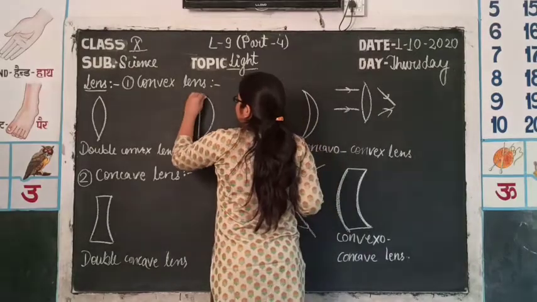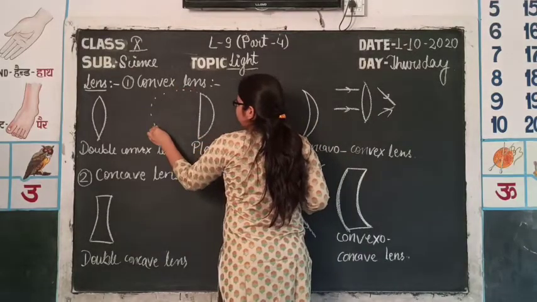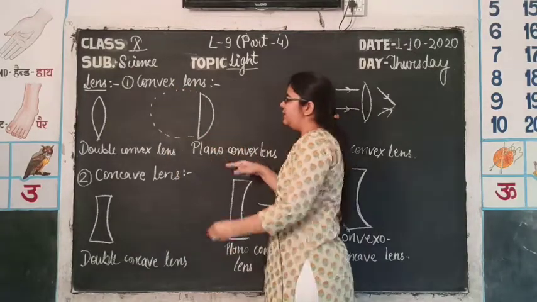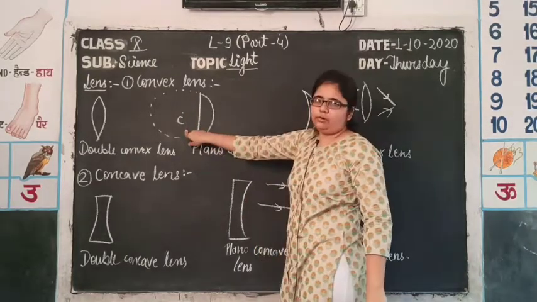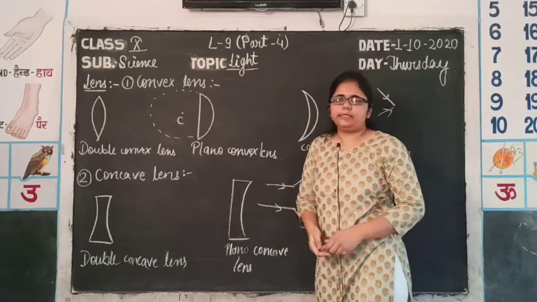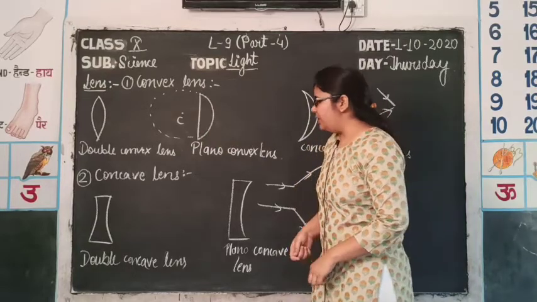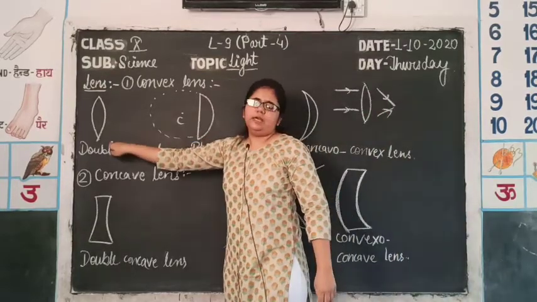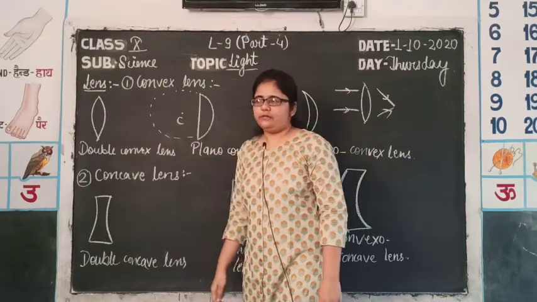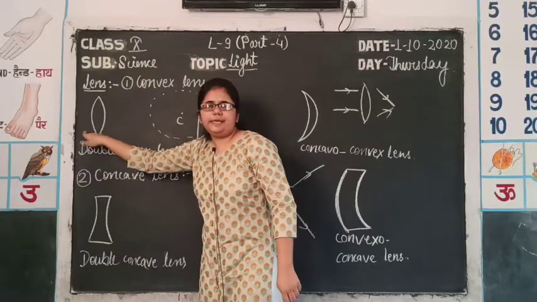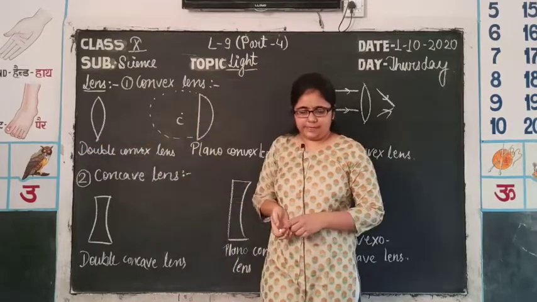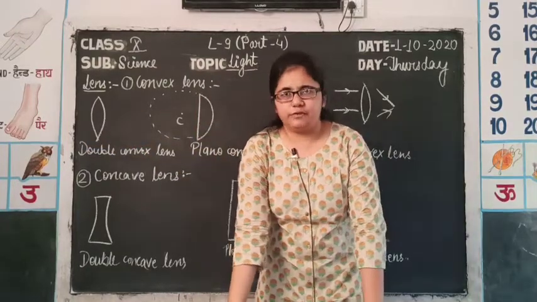Like in this one, this curved surface is a part of this hollow sphere, in which this is the center of the hollow sphere, and this center is known as the center of curvature. If there are two curved surfaces, then there will be two centers of curvature on either side, that is, the first center is on the left side and the second one is towards the right side. This is the center of curvature.